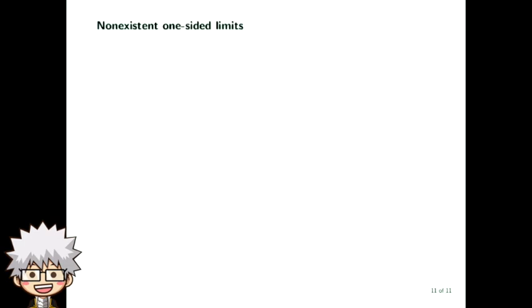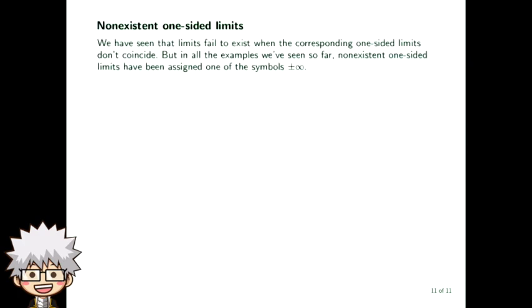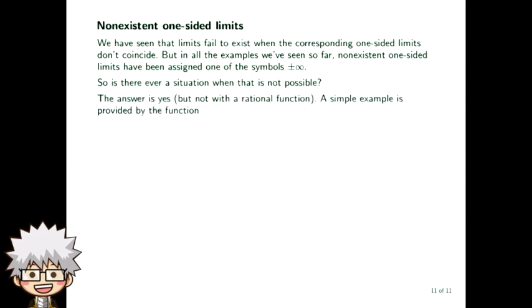Non-existent one-sided limits. We have seen that limits fail to exist when the corresponding one-sided limits don't coincide, but in all the examples we've seen so far, non-existent one-sided limits have been assigned one of the symbols plus or minus infinity, which coincides with the graph of the function having a vertical asymptote. So is there ever a situation when that is not possible? The answer is yes, but it can't happen with a rational function.